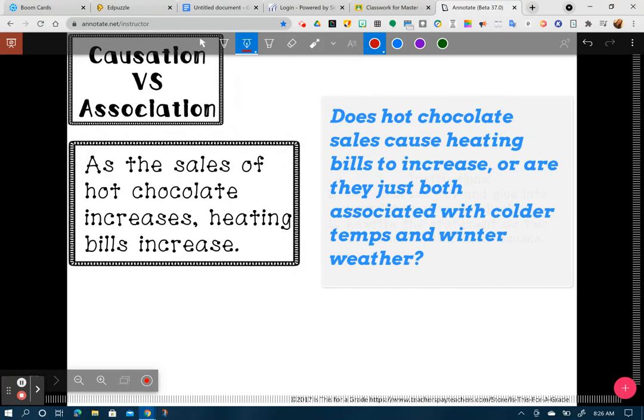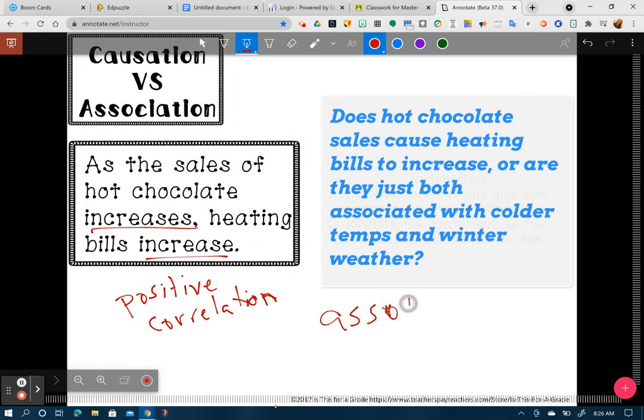Okay, let's look at one more example that you guys don't have. Okay, as the sales of hot chocolate increases, heating bills increase. Okay, well, let's see. Here we go. Both increase again. So this would be positive correlation. Okay, but does the sales of hot chocolate cause heating bills to increase? Or are they just both associated with colder temperatures and winter weather? This would be association. Okay, the first one does not cause the second one, so it's association.